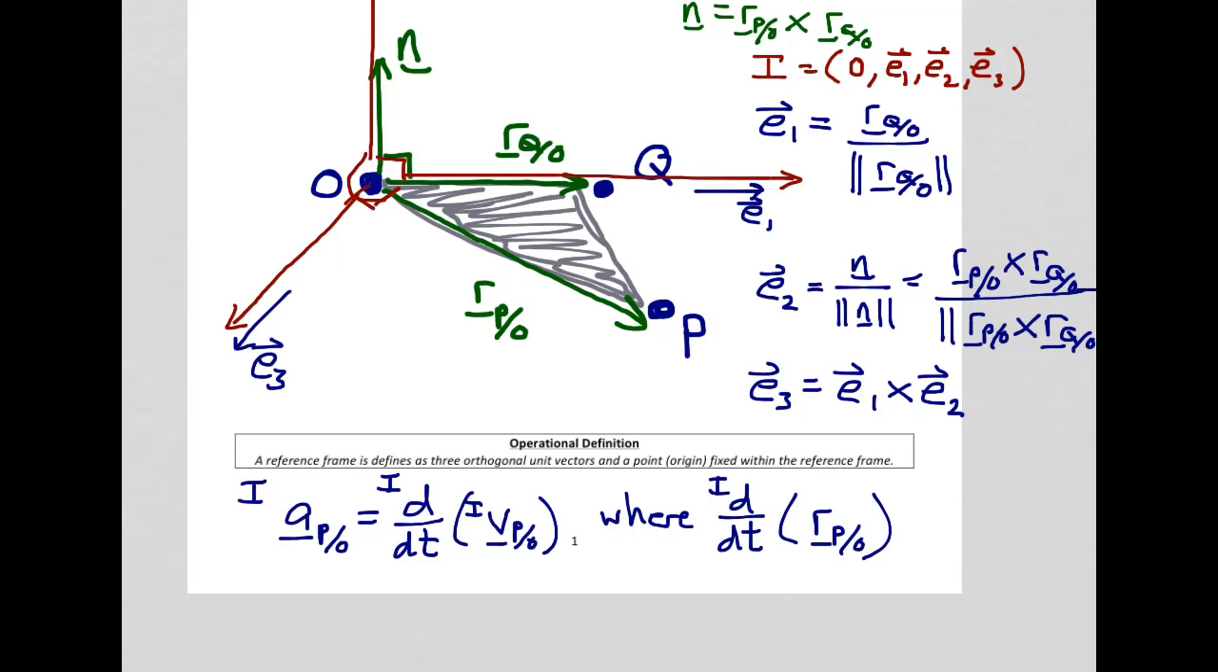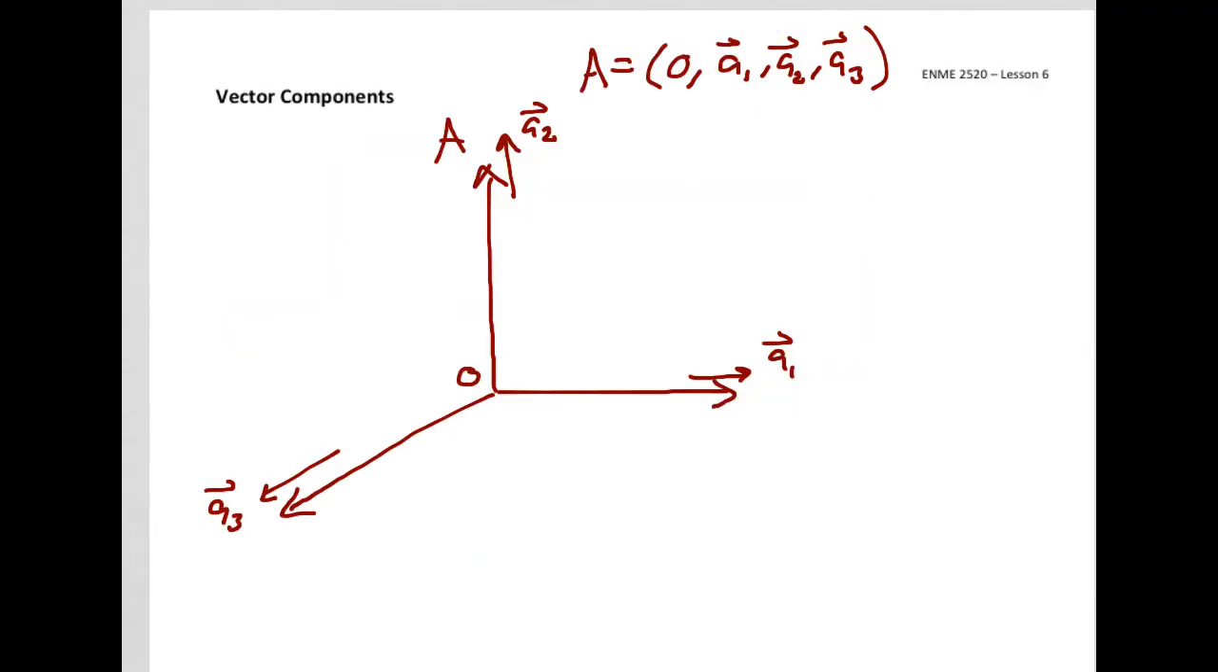Now that we've got an operational definition of a reference frame, let's put it into practice. So here, let's make a vector. We've got a reference frame A. A is defined as this reference frame that has an origin of O, and then the three basis vectors A sub 1, A sub 2, and A sub 3. You can see these are always orthogonal. When we write these basis vectors, we're assuming that they're orthogonal with respect to each other.